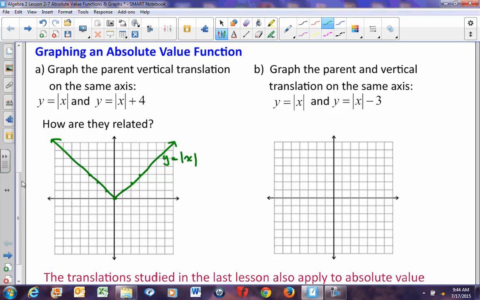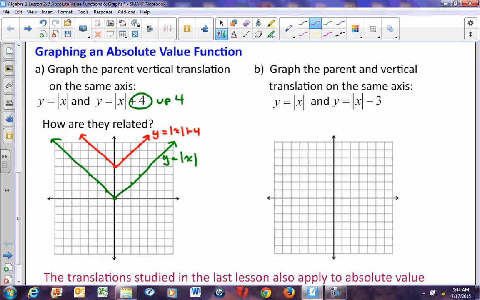Now, if we were to follow the same rules as yesterday, this would go up 4 units. Okay? And if I was to think about it, if my original point was 0, 0, the absolute value of 0 plus 4 moves it up 4, so it's going to follow the exact same rules as yesterday. Or the last lesson, I should say, not necessarily yesterday. So my graph should look like this. There's the graph of y equals the absolute value of x plus 4. And I just moved it up 4 units.